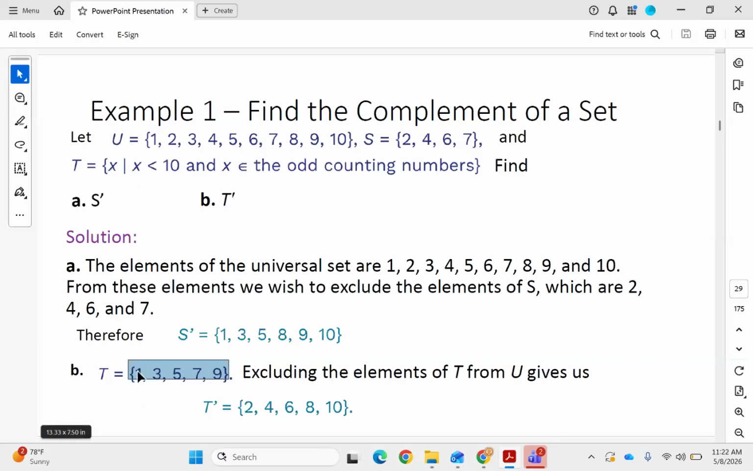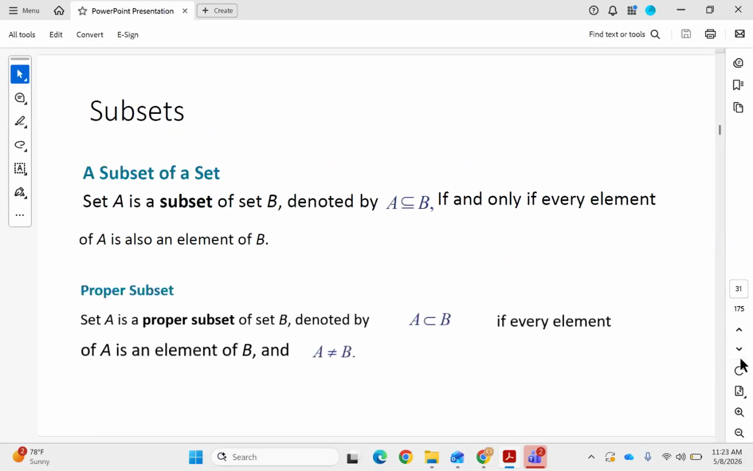For example, 1 is part of T since it is less than 10 and it's an odd counting number. 3, 5, 7, and 9. So of course, the numbers that were left that we didn't put in T, those are the ones in the complement, and those are the even numbers because T focuses on having odd. So the complement has 2, 4, 6, 8, and 10. That's what I like to think of the complement as the opposites, because odd numbers and then the opposite would be even numbers. All right, let's move on to another example.